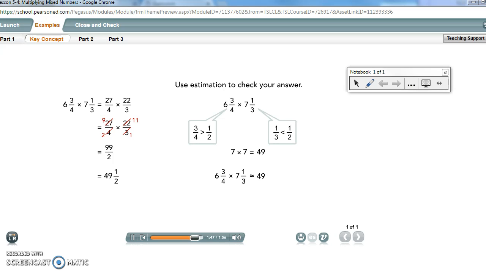Exactly, Lisa. Now I compare our answer to our estimate. 49 1/2 is close to 49. So the answer 49 1/2 is reasonable. All right, let's go back to part 1.